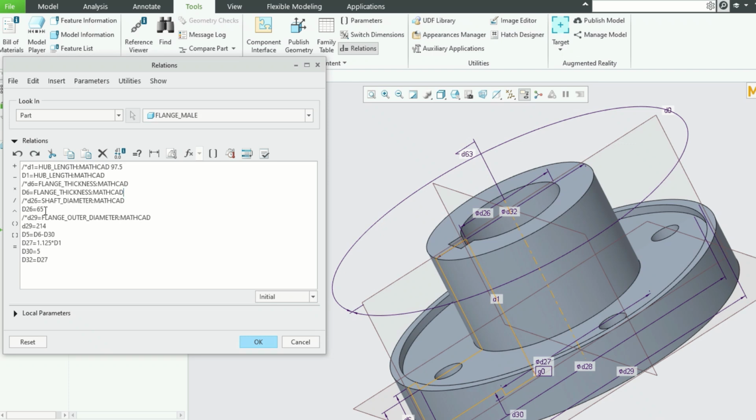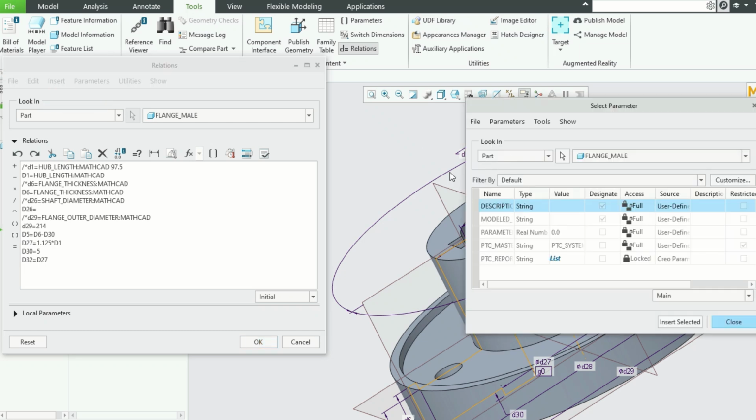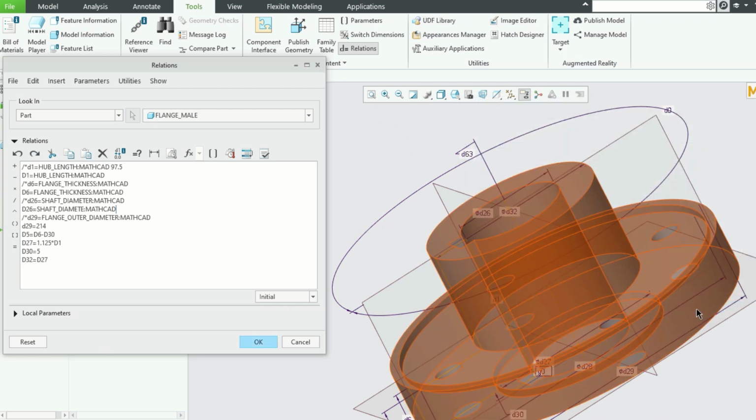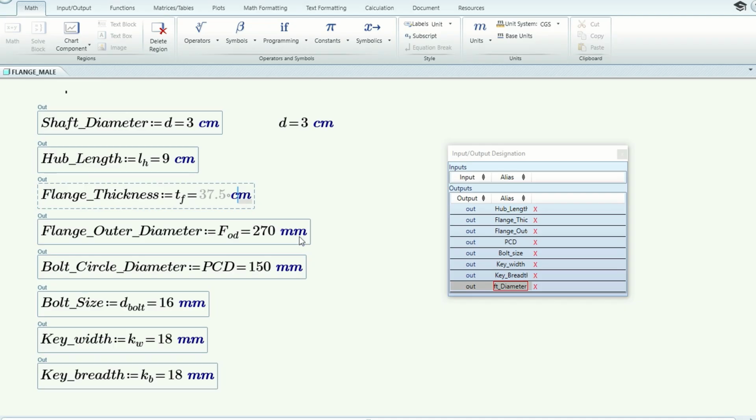The third one is now D26. This is the shaft diameter. Okay, the shaft diameter again. Let us insert from the list and look in embedded Mathcad and take the shaft diameter. Yes. These are all now taken in centimeters.